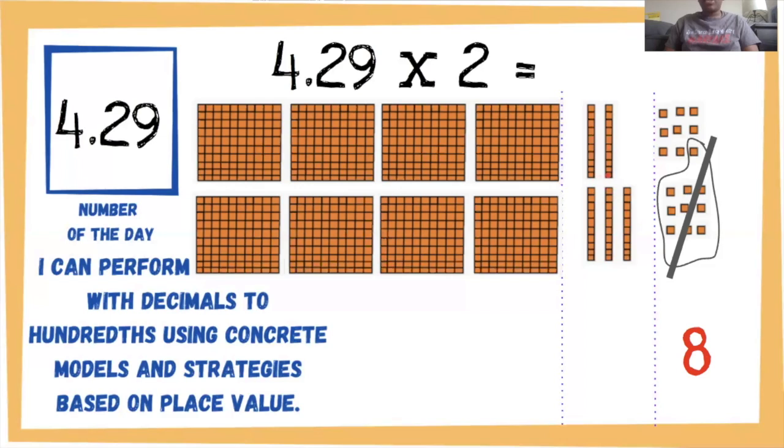Now let's take a look at our tenths. 1, 2, 3, 4, 5. There are 5/10, so there's nothing to cross out and carry over here. And finally, let's take a look at our whole number. There are 1, 2, 3, 4, 5, 6, 7, 8 whole flats. Therefore, 4 and 29 hundredths times 2 is 8 and 58 hundredths. Great job, senior scholars.